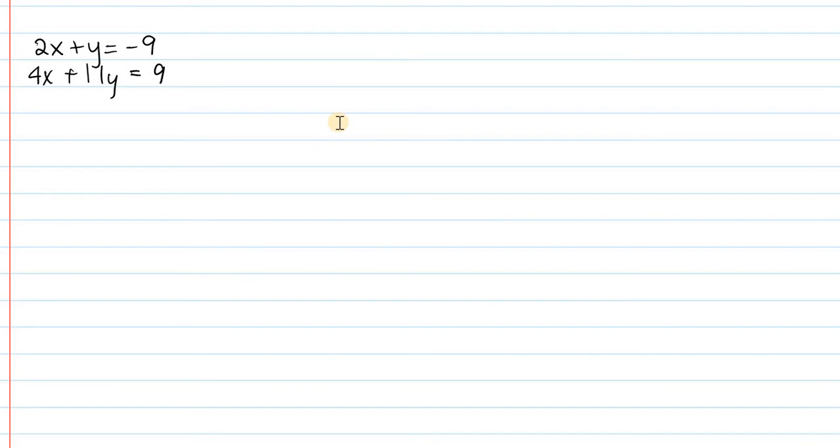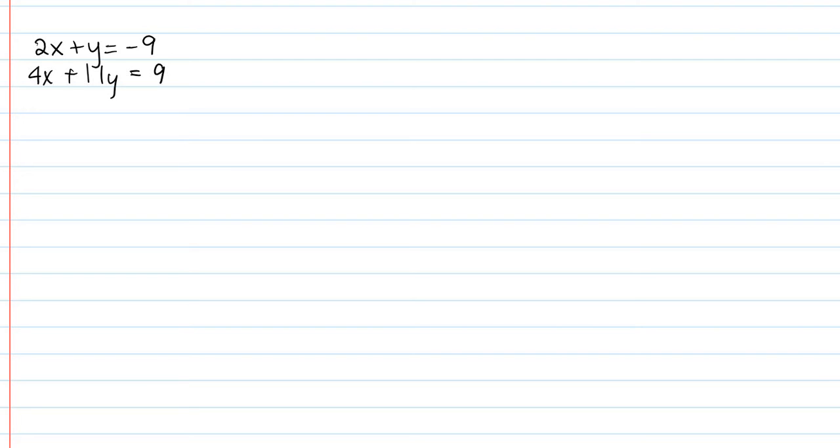In this second example, again, we've got 2x plus y equals negative 9 and 4x plus 11y equals 9. So again, we've got no coefficients that are opposites. We don't have 4 and negative 4 or 7 and negative 7. And so we're going to have to multiply one of the equations by something in order to get opposites.